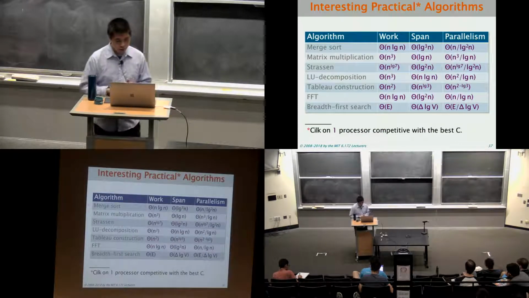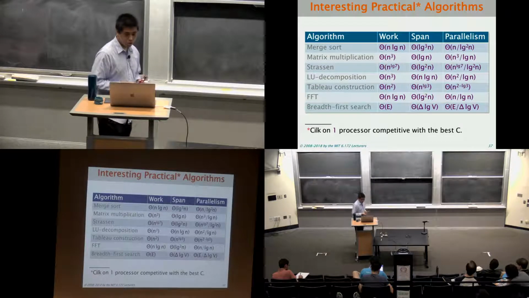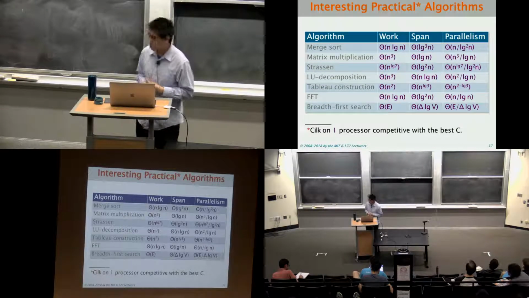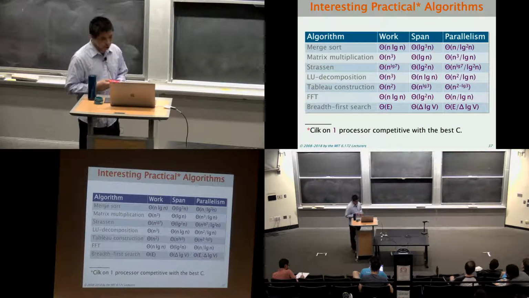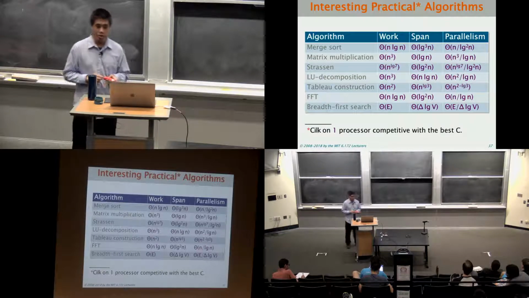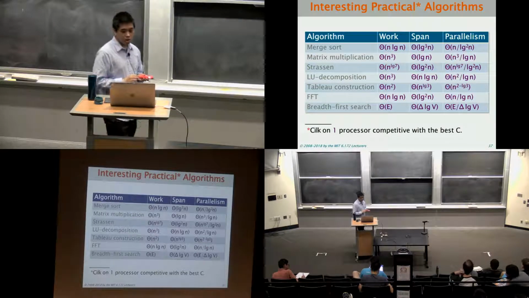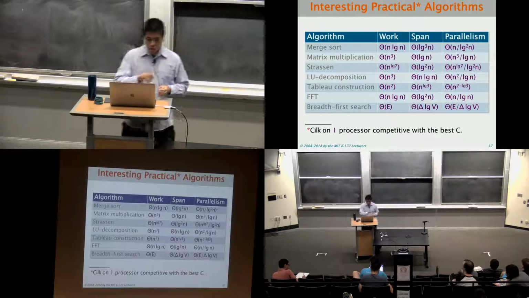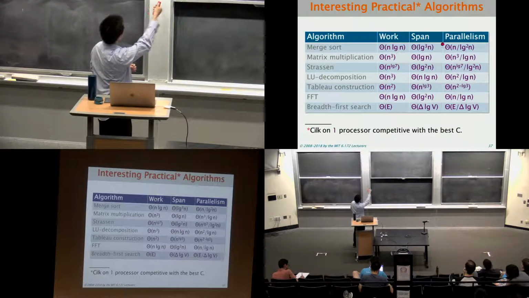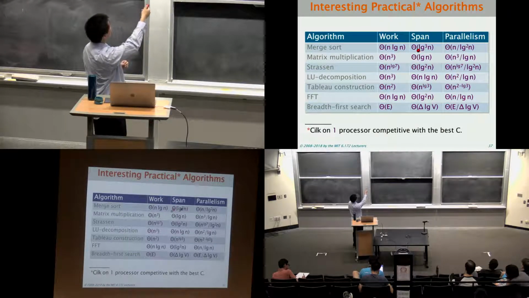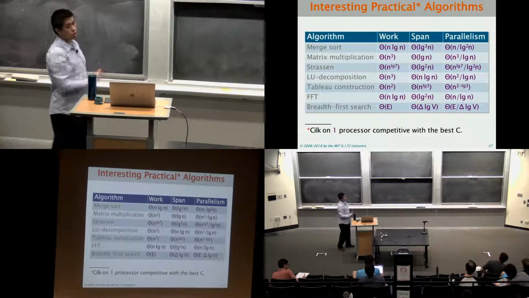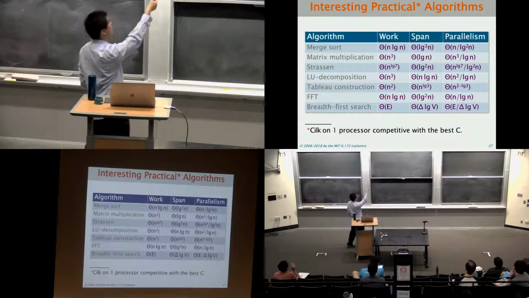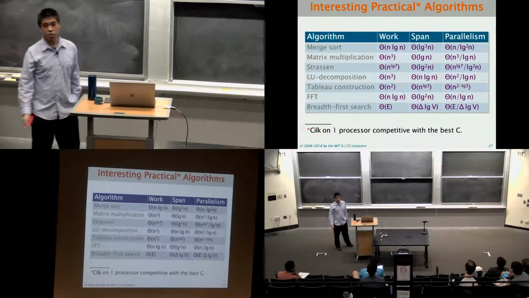It turns out that in addition to quicksort, there are also many other interesting practical parallel algorithms out there. Here I've listed a few of them. By practical, I mean that the Cilk program running on one processor is competitive with the best sequential program for that problem. You can see that I've listed the work and the span of merge sort here, and if you implement the merge in parallel, the span of the overall computation would be log cubed n, and n log n divided by log cubed n is n over log squared n. That's a parallelism which is pretty high, and in general, all of these computations have pretty high parallelism.